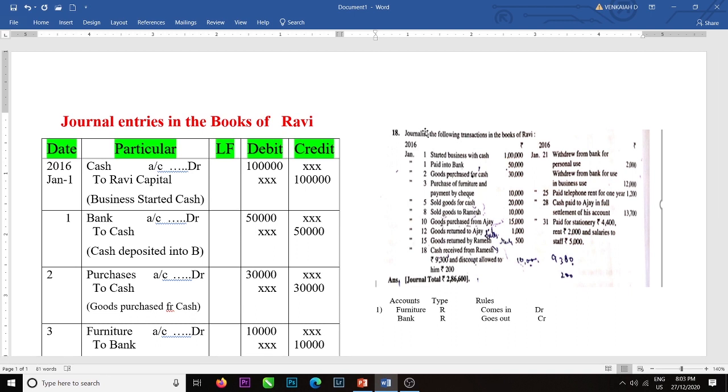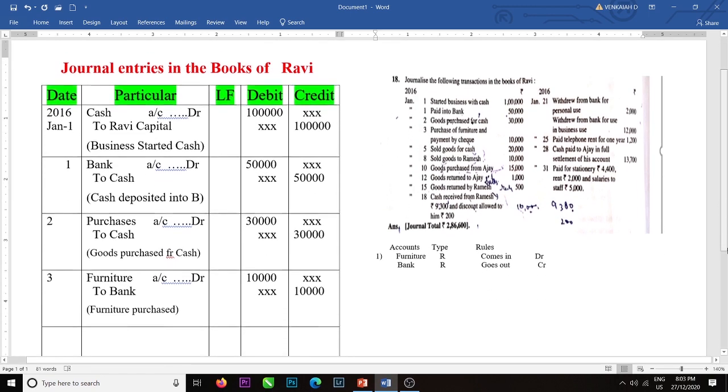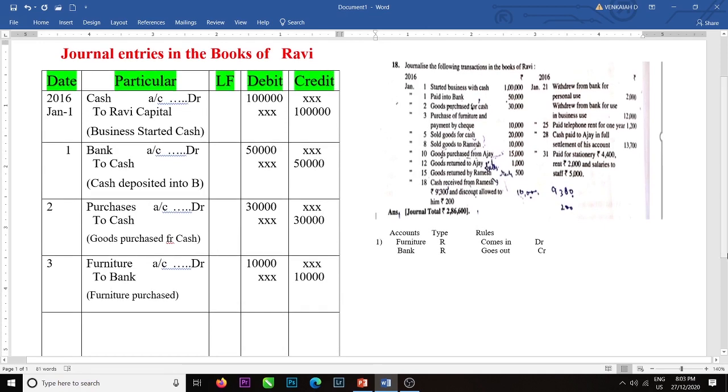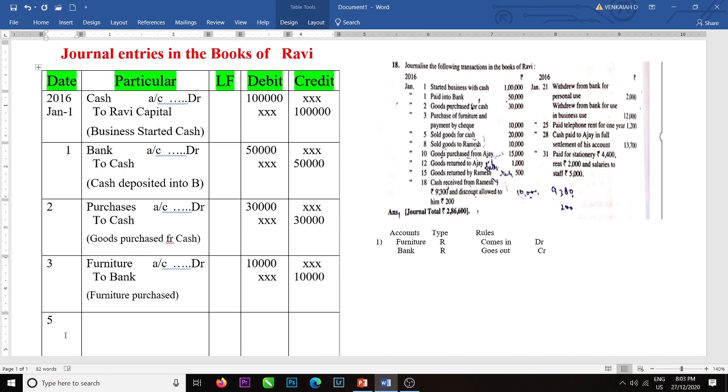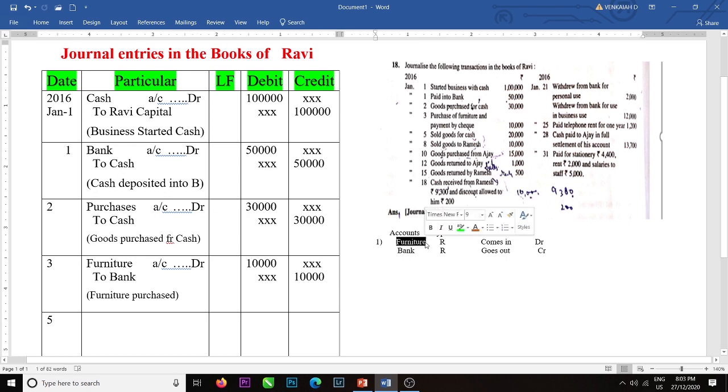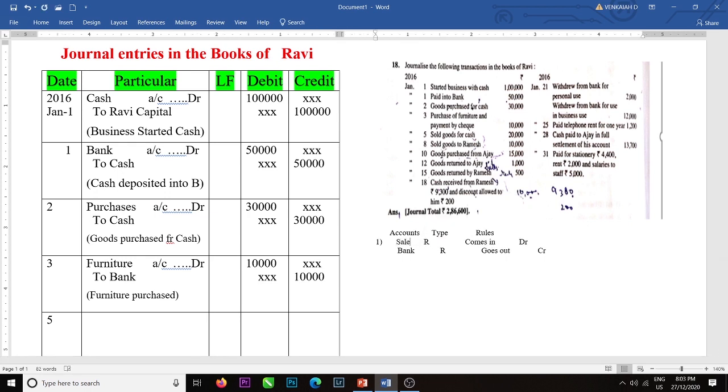Sold goods for cash. Next date is 5th. Sold goods for cash. So here sales, which are treated as goods, real type, and the amount we received, that is cash, also real type.